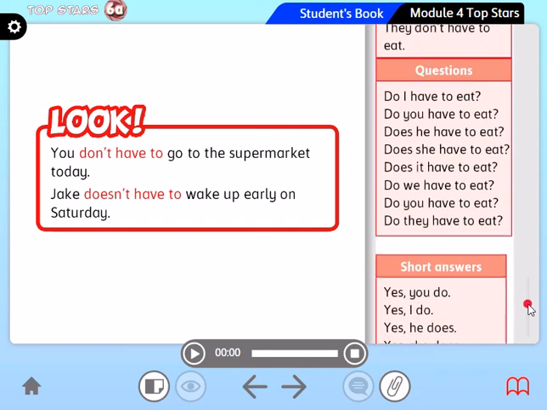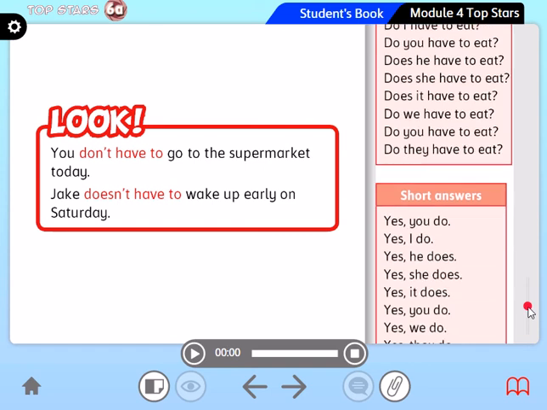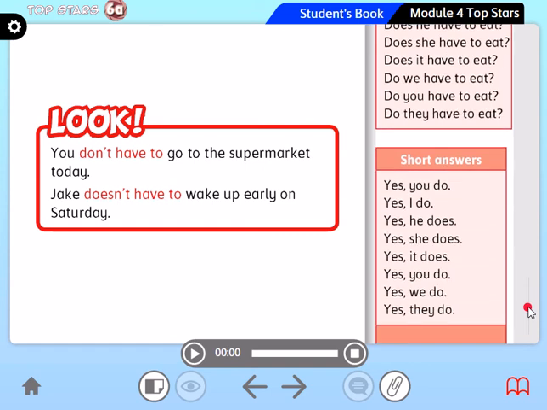In the question we use, do I have to eat? Do you have to eat? Of course, with he, she, and it, we use does. Does he have to eat? Does she have to eat? Does it have to eat? We can use short answers like yes, you do. Yes, I do. Yes, he does. Yes, she does. Yes, you do. Yes, we do. And yes, they do.